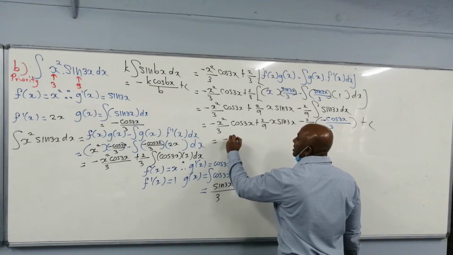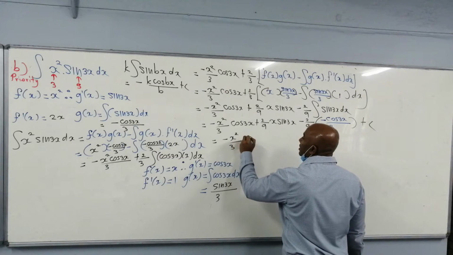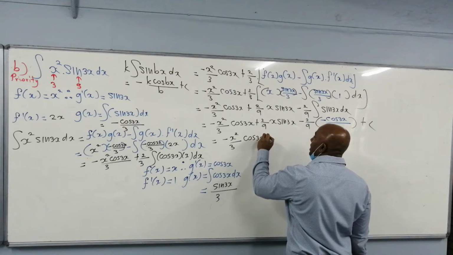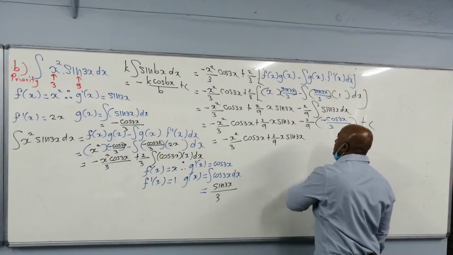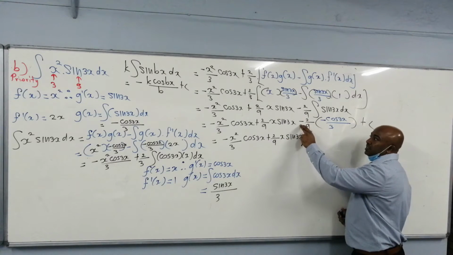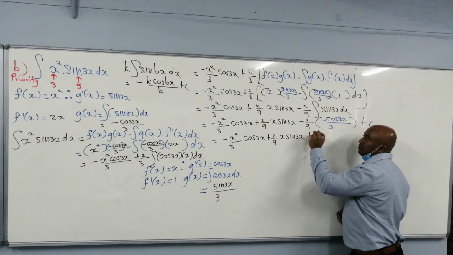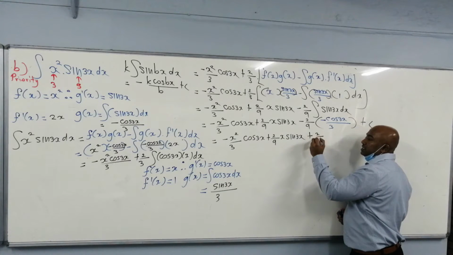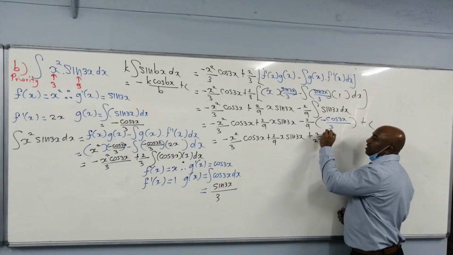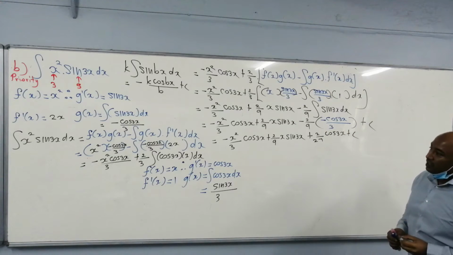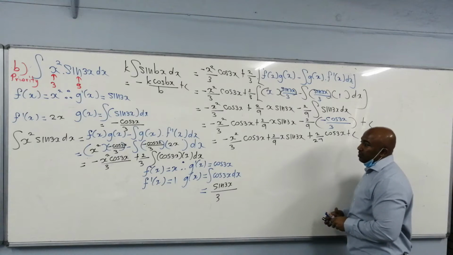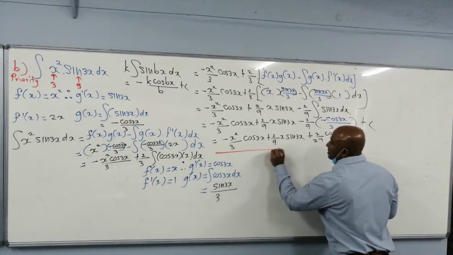So that's going to be minus x squared over 3 cos 3x plus 2 over 9x sine 3x. A negative times a negative is positive. 2 over 9 times 3 is 27, cos 3x plus c. There's nothing more to do. This is my final answer.